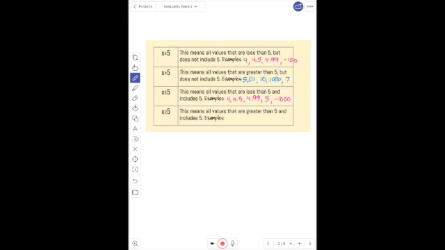And likewise, if I have x is greater than or equal to 5, this time I can actually equal 5 itself. It still includes everything that's greater than 5, but it includes 5 itself.